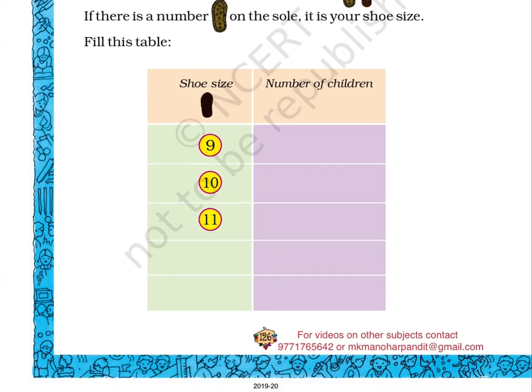Row 3. Column 1 has shoe size number 11. Column 2 has empty space for writing the number of children having shoe size 11.